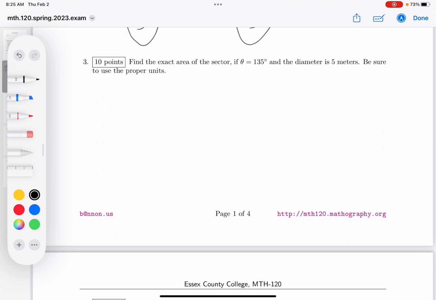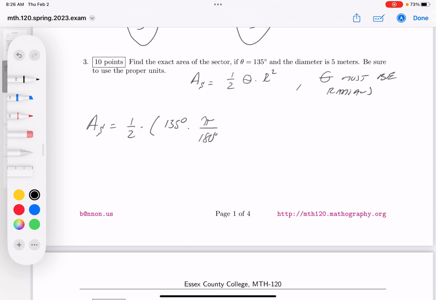What's the next one going to be? Find the exact area of a sector. All right, just to remind you, area of a sector is going to be 1/2 theta times r squared. Theta must be in radians. Let's write this down. So the area of this sector they're talking about, well, it's going to be 1/2. The theta is 135 degrees. I have to convert that to radians. So it's going to be pi over 180 degrees times the r.